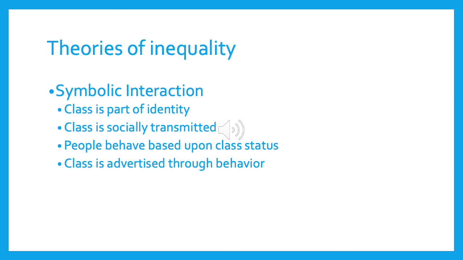So for symbolic interactionists, class is part of identity, and class is socially transmitted. What that means is that we learn what our class identity is in the same way that we learn what our religious identity is or what our political identity is. We learn it through social interactions with significant others. So, I might have learned about my class status through conversations with my parents, through conversations with my brothers, but also through conversations with friends who might have had the same class status or different class status from me.